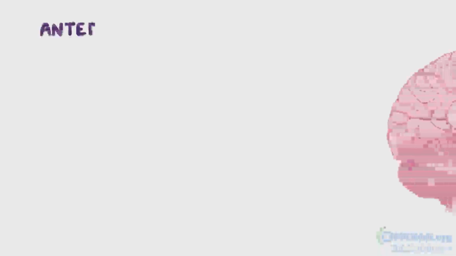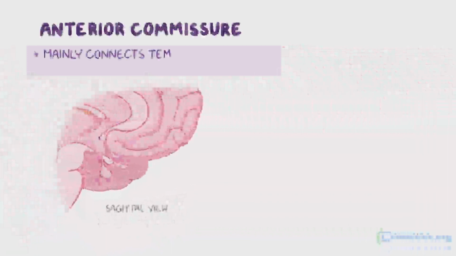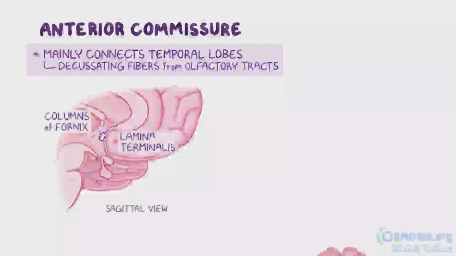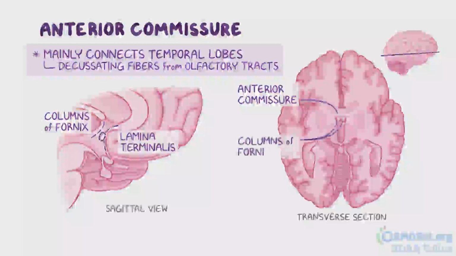Next, there is the anterior commissure, which is a much smaller white matter structure that mainly connects the temporal lobes of each hemisphere, but also has some decussating fibers from the olfactory tracts that will terminate in the primary olfactory cortex. On a mid-sagittal section of the brain, the anterior commissure can be observed just posterior to the lamina terminalis and rostral to the column of the fornix. On an axial section of the brain, we can also see the anterior commissure just rostral to the fornix.